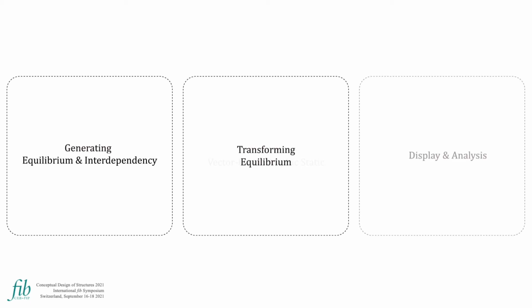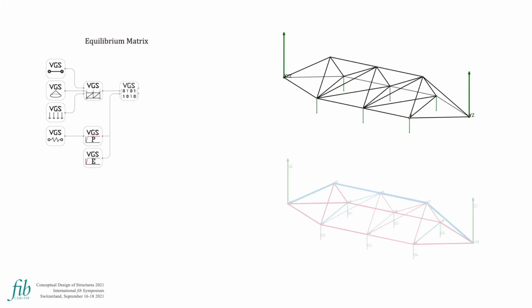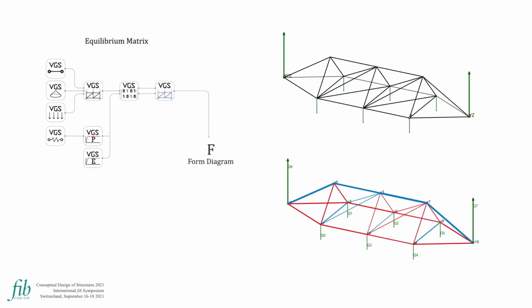VGS contains three parts. The first is generating equilibrium and interdependency. The second is transforming equilibrium based on the interdependency of form and force. The third is the real-time displaying and analyzing. In the first part, VGS provides a general solver for the strut-and-tie model based on the equilibrium matrix method. This algorithm facilitates users to calculate the normal stress and the determinacy of a configured strut-and-tie model.